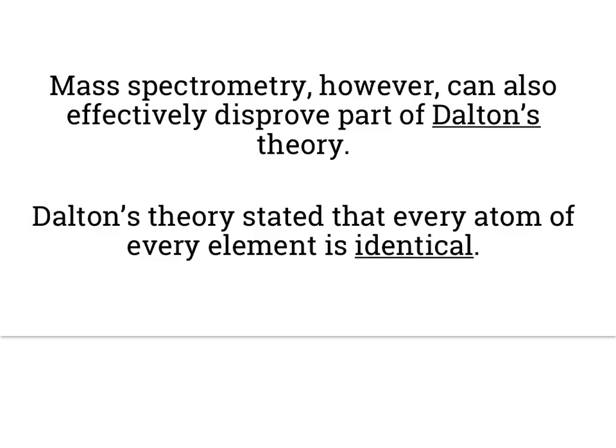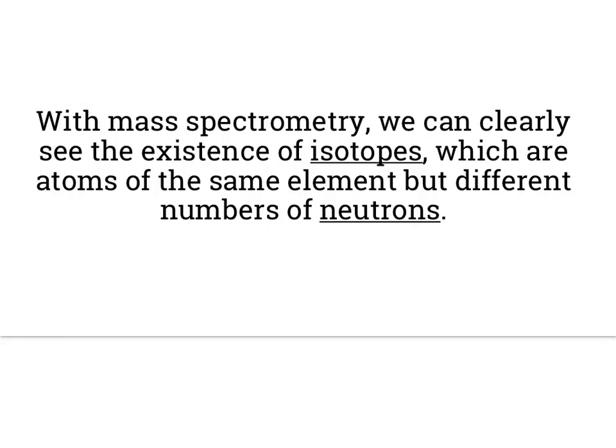One of the biggest parts you have to realize is that it can effectively disprove part of Dalton's theory. Dalton's theory basically stated that every atom of every element is identical. I've already told you that's false because of isotopes, but mass spectrometry is actually what proves it false. With mass spectrometry, we can clearly see the existence of isotopes. I already showed you chlorine. They were both chlorine, just different mass numbers being detected by that detector, which means they're atoms of the same element, with the same number of protons but different numbers of neutrons.